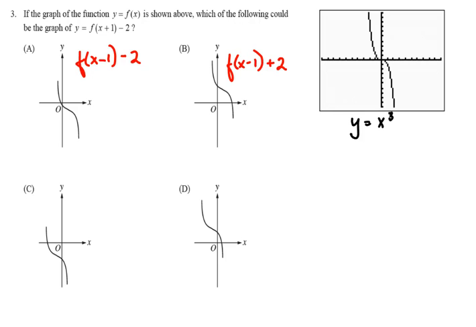So if it's shifted to the right, you're going to have a subtraction. You're going to minus 1 or minus whatever inside the parentheses. If you're shifting it down, you're going to subtract 2 outside of parentheses. If you're shifting it up, you're going to add 2 outside of parentheses. Now the third example is shifted to the left and then down. We shift down, we subtract 2 outside of parentheses. Sorry, when you shift to the left, you add 1 inside parentheses.